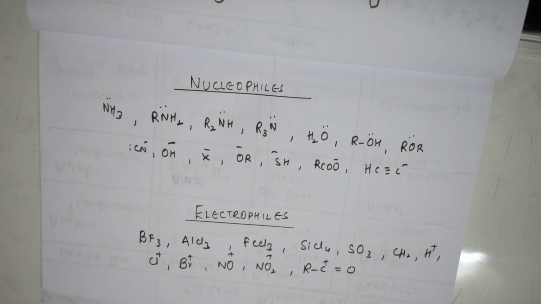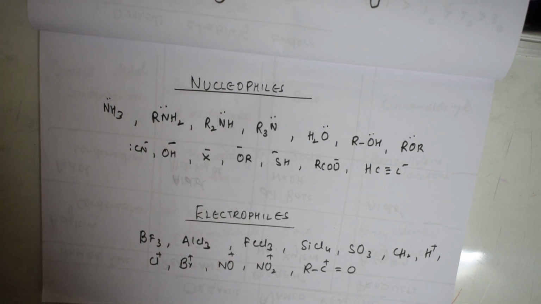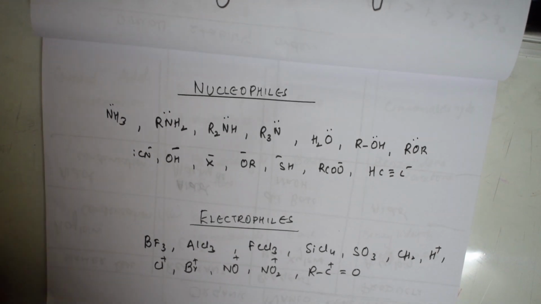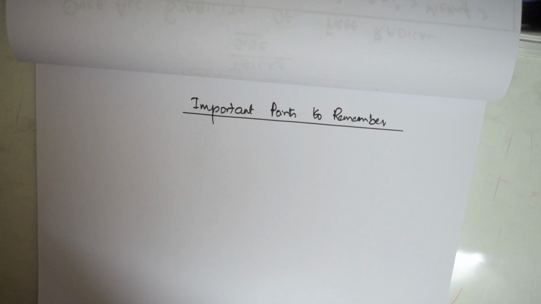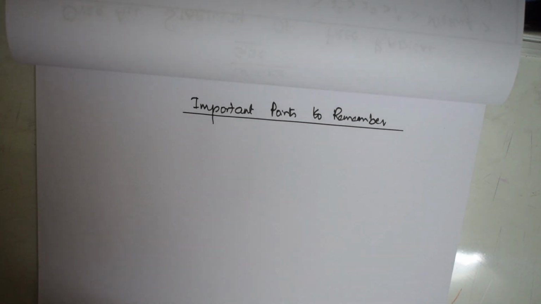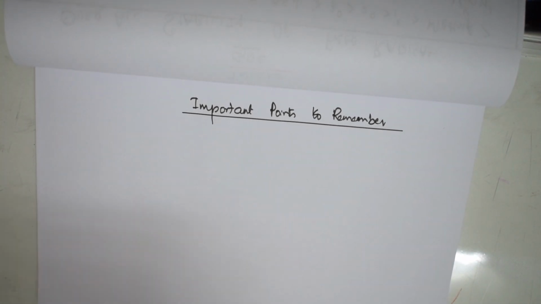Correct. Now let us see some more important points to remember in general organic chemistry after the reaction intermediates, which are frequently asked. The next thing you have to remember is the important exceptions which they keep asking. So let us discuss.